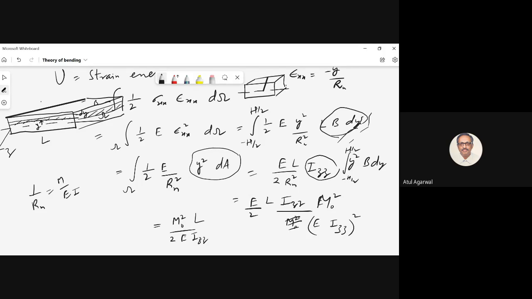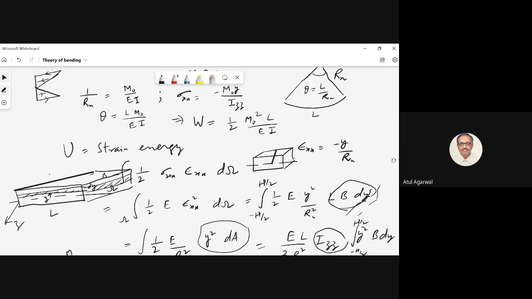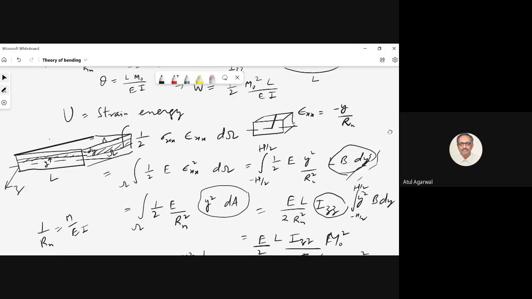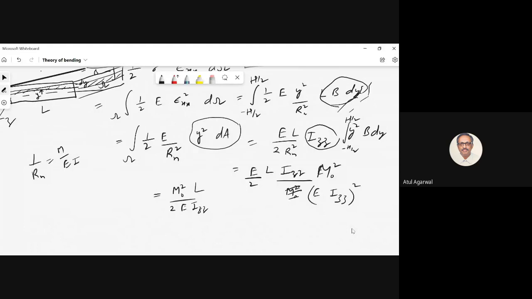So I just showed you that strain energy is equal to the external work done. External work done is half M naught square L by EI. Same answer you are getting. Any questions you can ask.